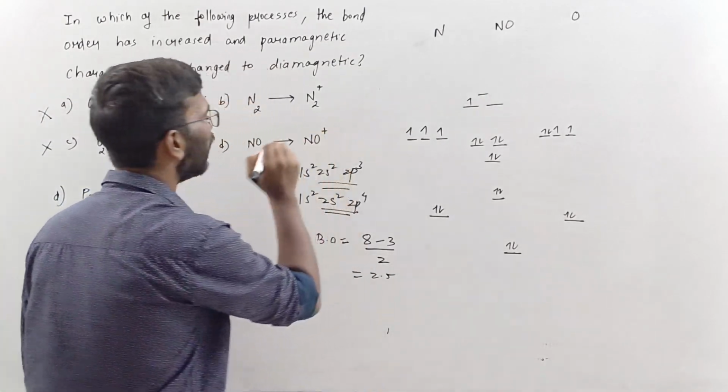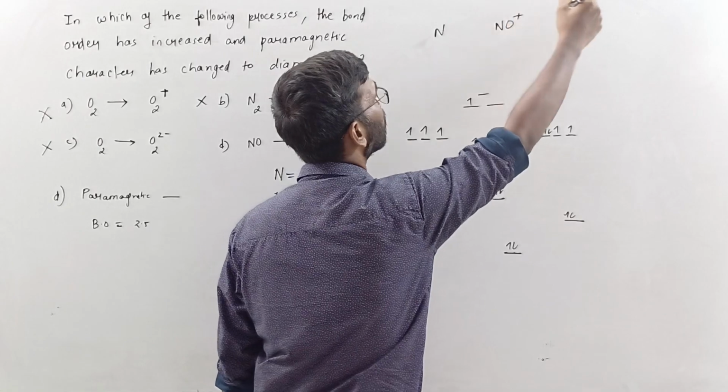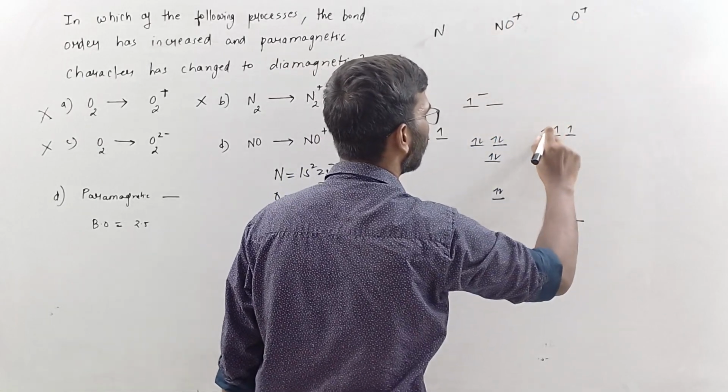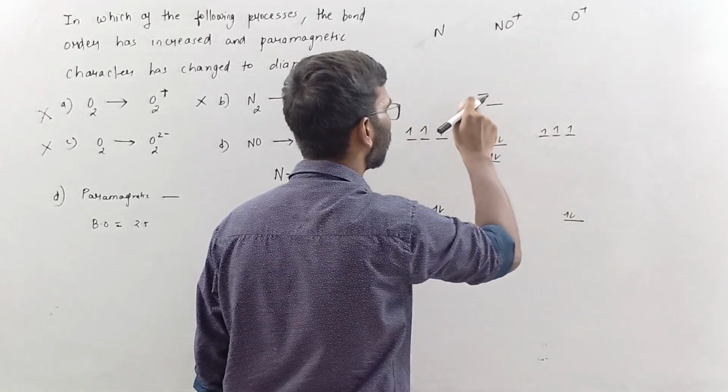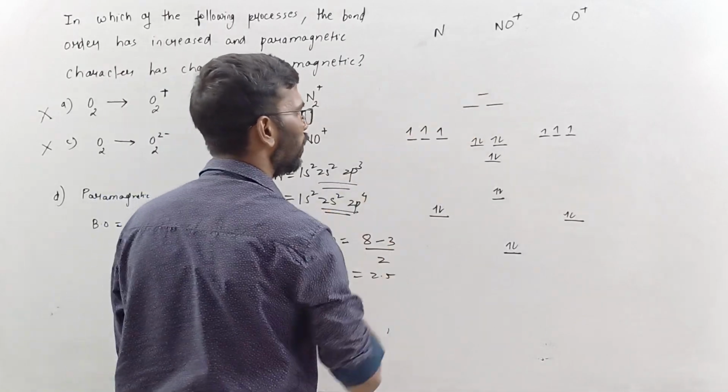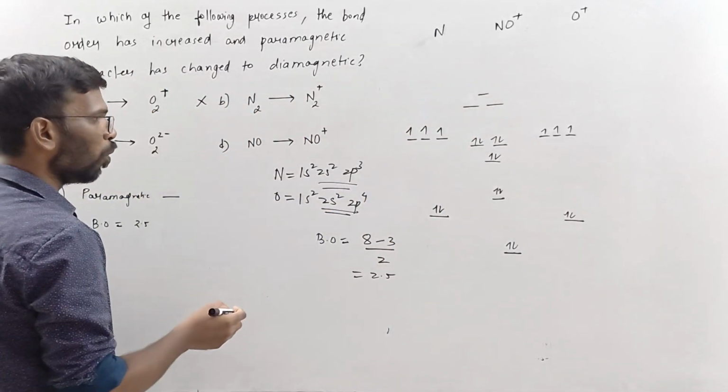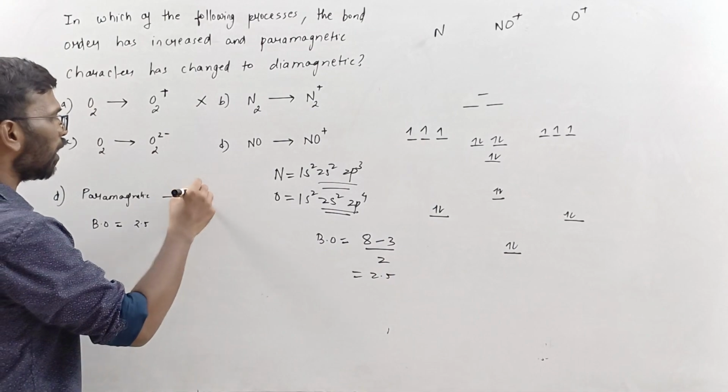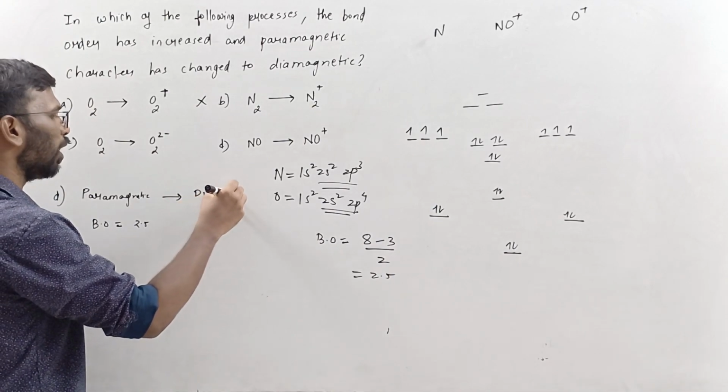Now what they have said, NO plus. NO plus means you remove one electron. You remove this electron. Right? You are going to do it this way. So what would be the bond order now? Okay. It is changing to diamagnetic. Yes. It is changing to diamagnetic.